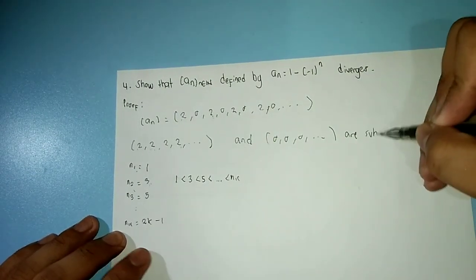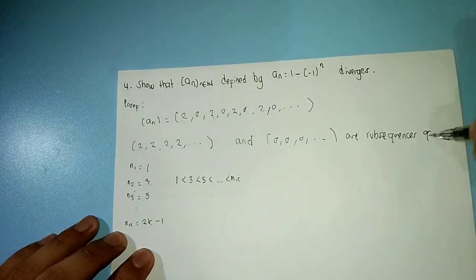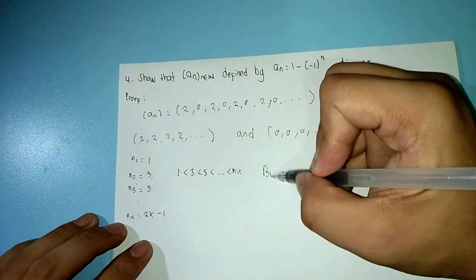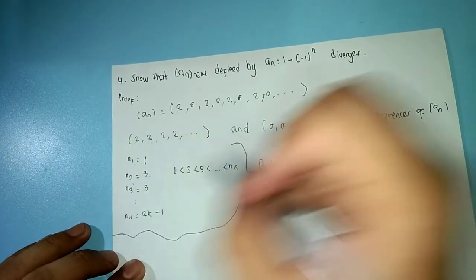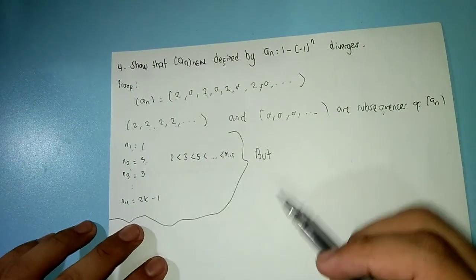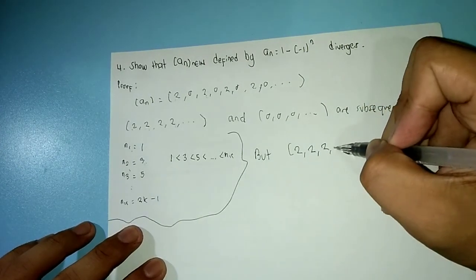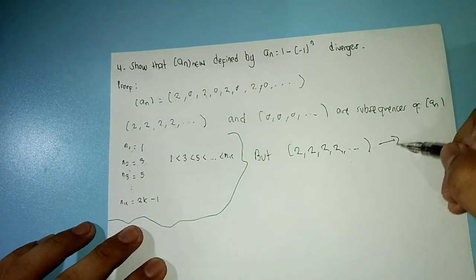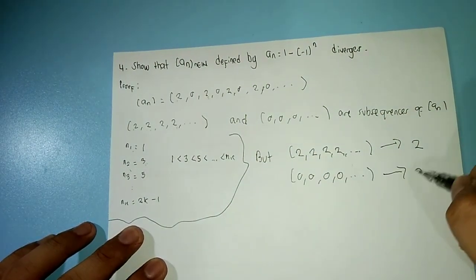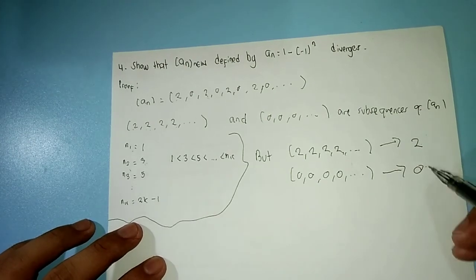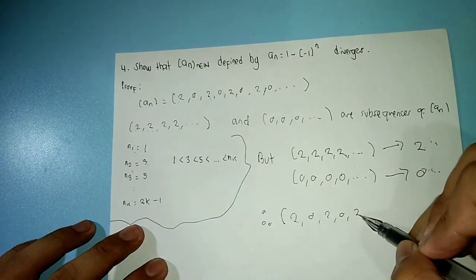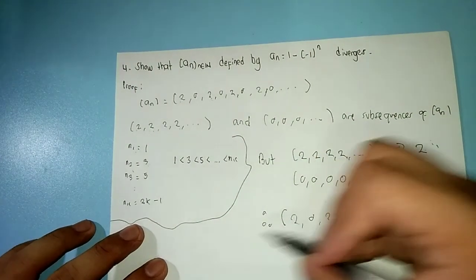So our subsequences of a sub n. Okay? But by the way, hindi kasama to ha. Pinakita ko lang kung bakit ko nasabi na subsequence to, tapos yung kanina hindi subsequence. Okay? So, but yung sequence na 2, 2, 2, 2, and so on, syempre, nagko-converge siya sa 2. Tapos yung 0, 0, 0, 0, and so on, nagko-converge siya sa 0. And as you can see, sa magkaibang numbers sila nagko-converge. So, therefore, yung sequence 2, 0, 2, 0, 2, 0, and so on, diverge.